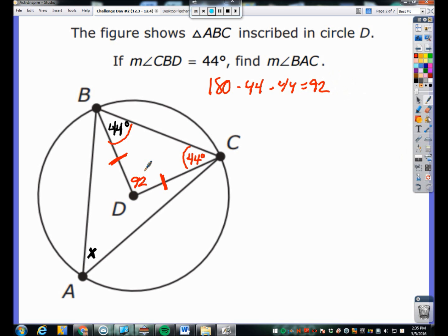degrees. Now, that 92-degree angle for the isosceles triangle is a central angle for the whole circle. And a central angle and its arc BC are the same angle measure. But now we can take that 92-degree arc and go back to the inscribed angle and divide it by 2, and that angle must be 46 degrees.